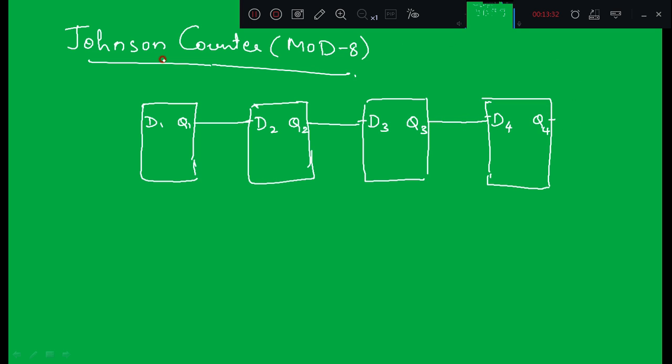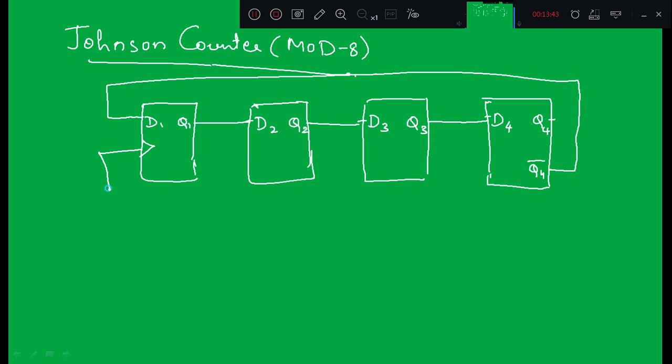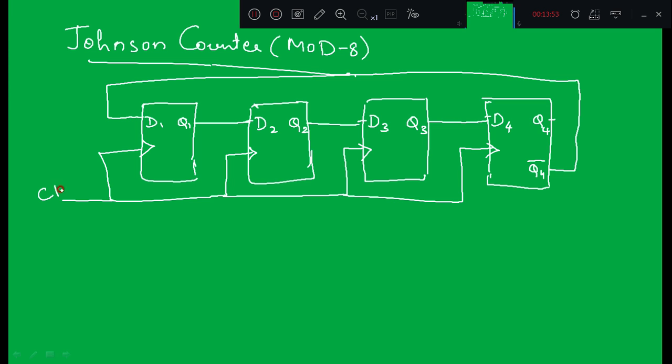Instead of connecting Q4 to D1, we will connect Q4 bar. We will connect Q4 bar to D1. So here what happens, we will see after application of these clock pulses to each of the flip-flops, what happens to the circuit, which all states we are going to get, that we will see now.